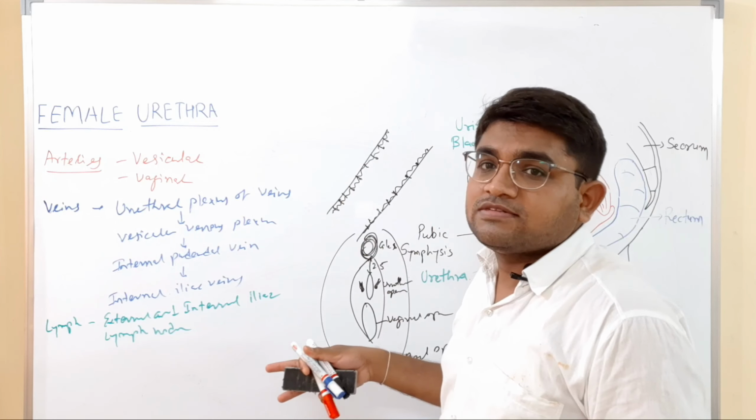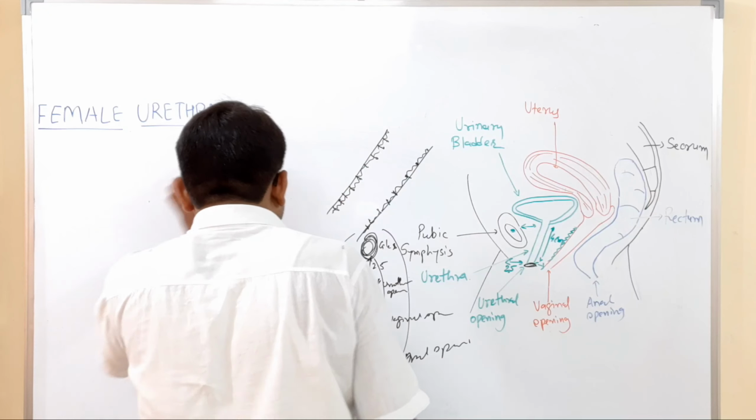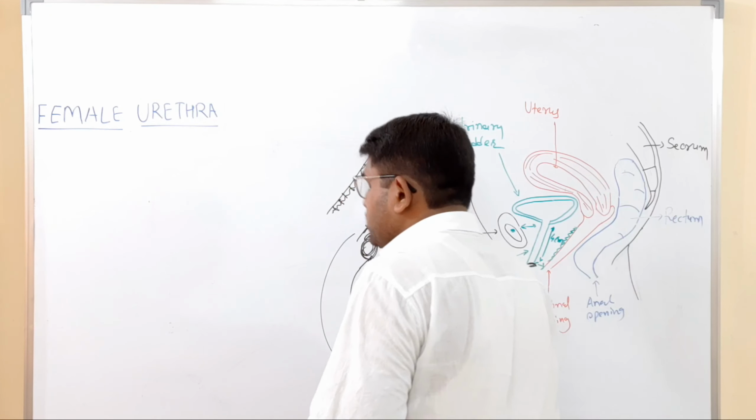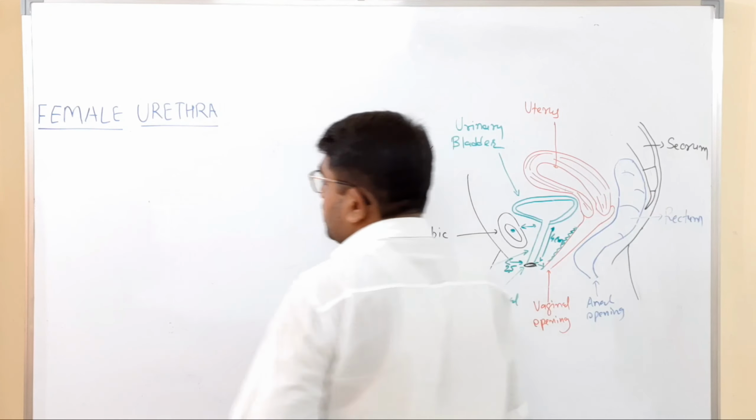Okay, then the nervous innervation of the female urethra. The autonomic and the somatic innervation. The autonomic has two parts, the parasympathetic and the sympathetic.